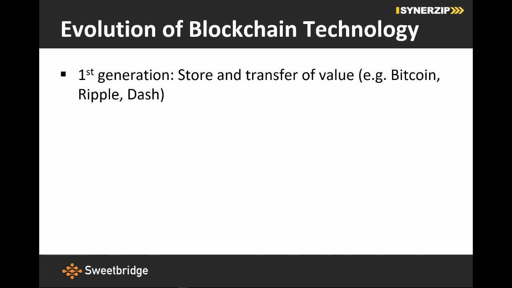Companies forked, so it's open source, companies forked Bitcoin, and they were able to create other currencies based on that with maybe a few different types of attributes, so Dash and Ripple, for examples.